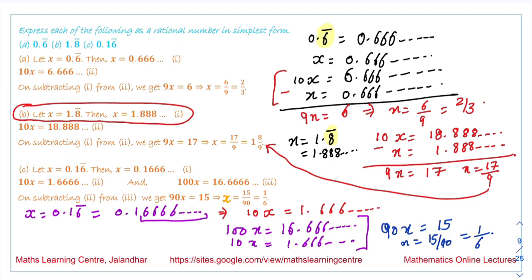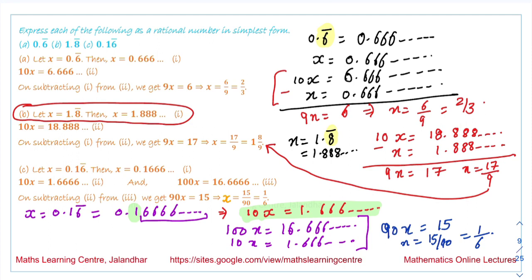So in this question it is important to see that this 1 was not having the bar over it. So we have converted this to the form 10x is equal to 1.6666, and then we have solved this problem.